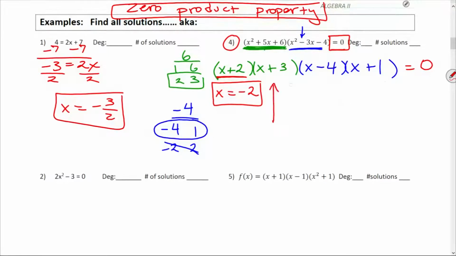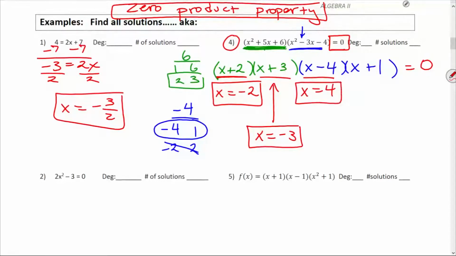Okay. This term right here, what number plus 3 is 0? Well, -3 plus 3 is 0, so x is -3. All right. This one, what number minus 4 is 0? Well, 4 minus 4 is 0, so x equals 4. Okay. And then what number plus 1 is 0? Well, -1 plus 1 is 0, so x equals -1.